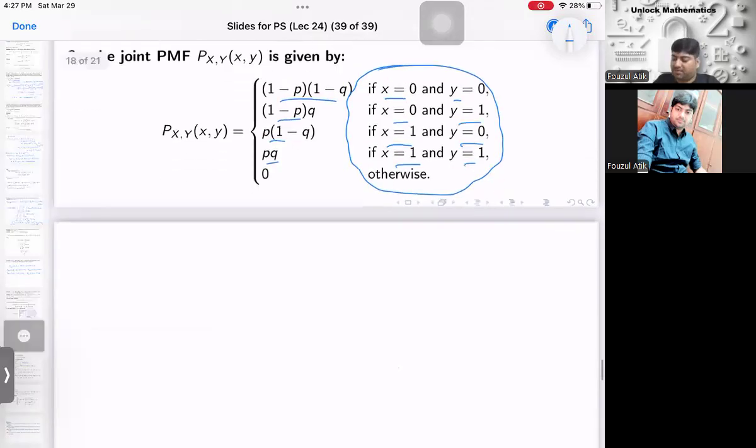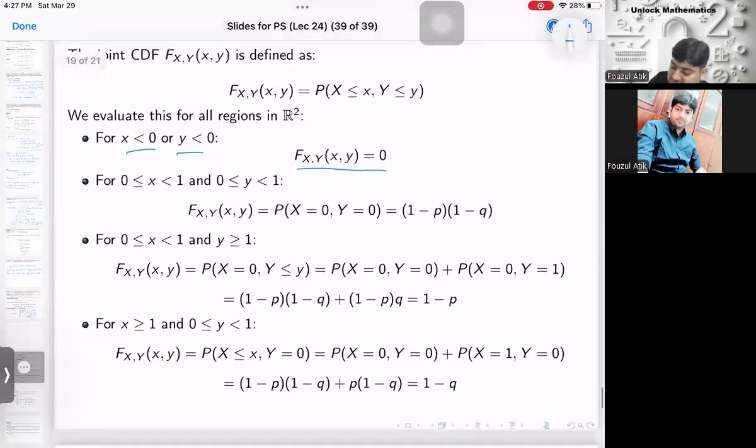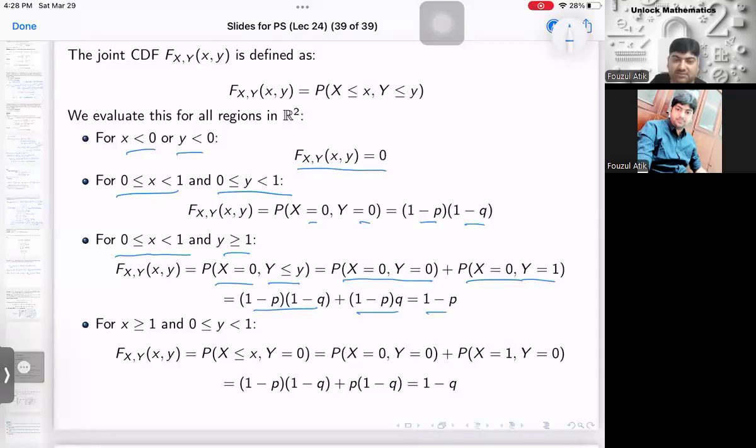Whenever x lies between 0 and 1, and y also lies between 0 and 1, in this case F of xy is what? You will have x and y taking only the value 0 and 0. Now, what is this probability? It is 1 minus p times 1 minus q. We have already done that. But if x is between 0 and 1, and y is greater than or equal to 1, what will happen in this case? P of X equal to 0 and Y less than or equal to y, right? But y greater than or equal to 1 means y will take the values 0 and 1 both. Therefore, this is equal to the sum of P of X equal to 0, Y equal to 0, and P of X equal to 0, Y equal to 1. Both of their probabilities we know. We will calculate and we will get this.